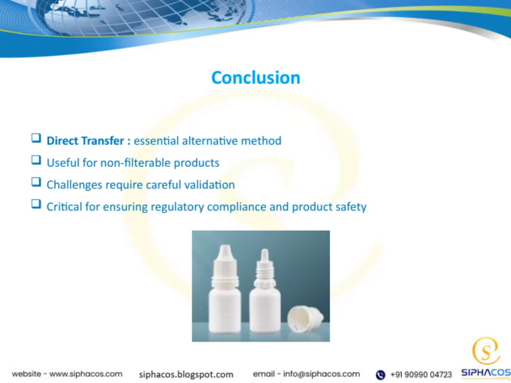So, in conclusion, let's emphasize that direct transfer remains an essential alternative method in our toolkit. It's particularly useful when dealing with products that can't be easily filtered or processed through traditional means. However, it's important to recognize that this approach comes with challenges, and those challenges require us to validate our processes carefully. Ensuring that these methods are thoroughly validated is critical, especially when it comes to maintaining regulatory compliance and, most importantly, safeguarding product safety. Throughout this presentation, we've seen how choosing the right transfer method is key to meeting both regulatory standards and quality expectations.